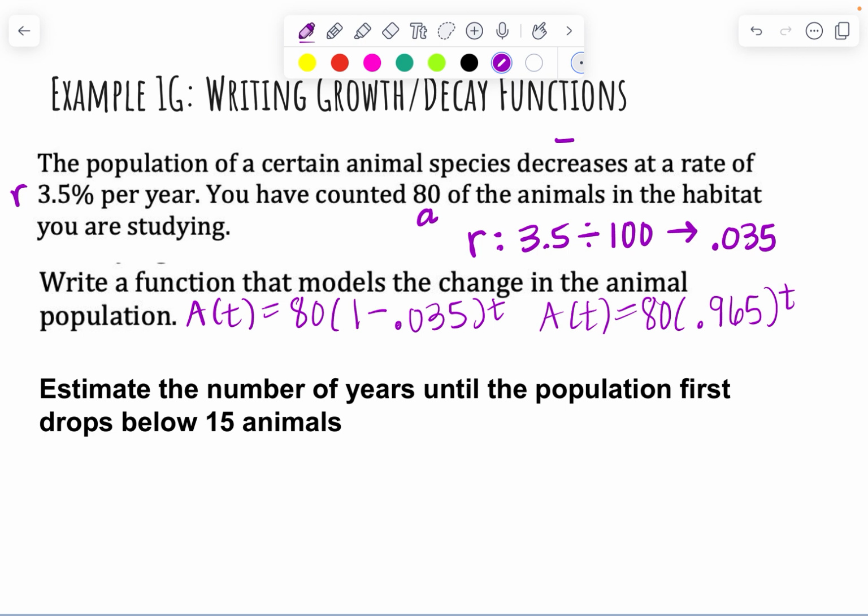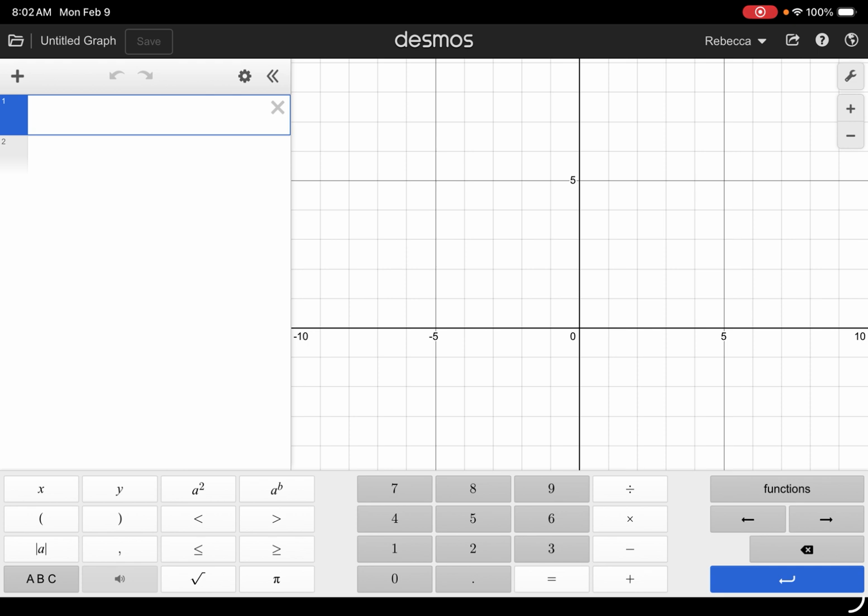And it says, estimate the number of years until the population first drops below 15 animals. So to do that, we have to put this in our calculator and guess and check, plugging in different numbers for t until our final answer is below 15. So if I look at Desmos here, I put in my function, 80 times 0.965. I'm just going to pick anything to begin with, say to the power of 10. Well, that still has 56 animals, so it's going to take way longer than 10 years.